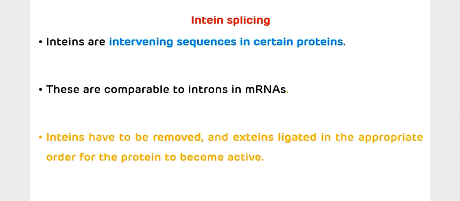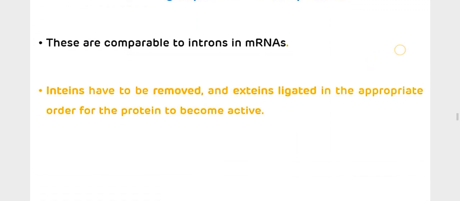Then intein splicing. Inteins are intervening sequences in certain proteins. These are comparable to introns in mRNAs. Inteins have to be removed and exteins ligated in the appropriate order for the protein to become active.